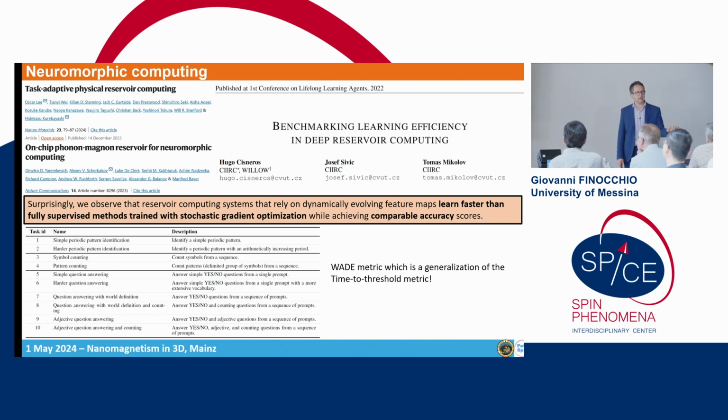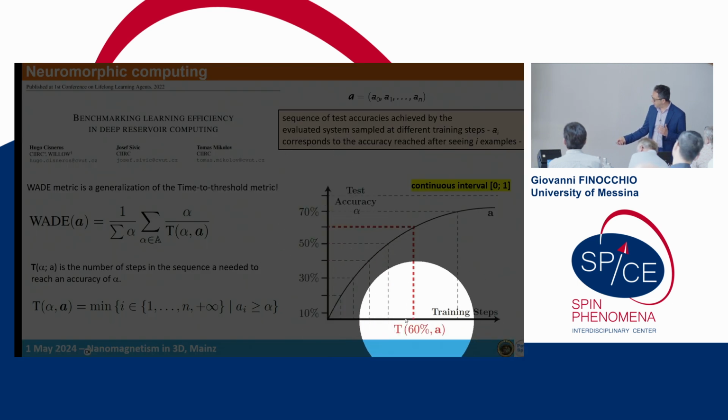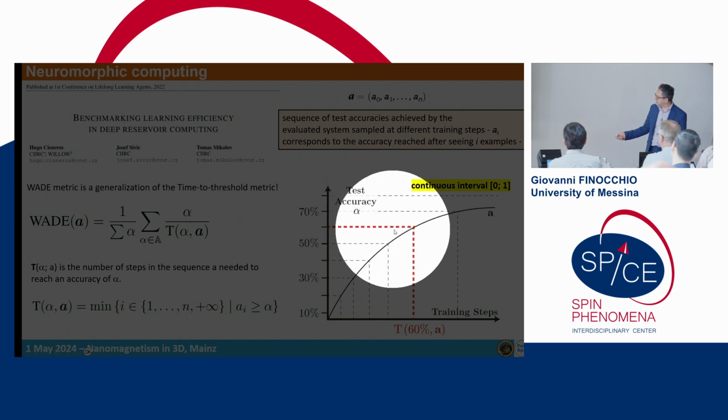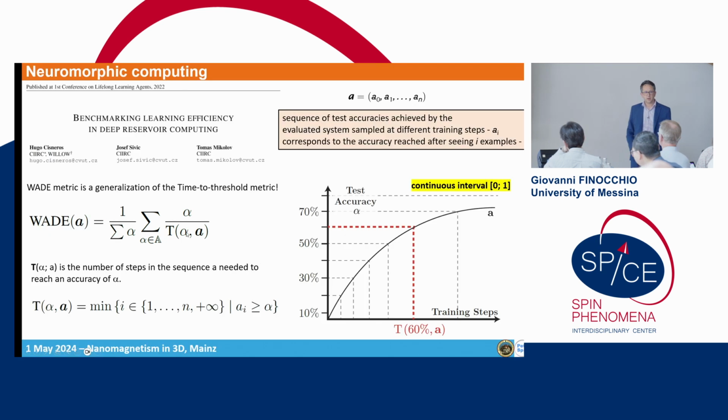You know where reservoir computing is better. In order to evaluate the performance, you can use a metric which is called the weight. Basically, you select different points in the training step, different numbers of iterations. For each iteration, you calculate the accuracy, and then you weight this accuracy using this sum. This is good because after like 10, 12 numbers, this value saturates. So you can really find very good metrics.